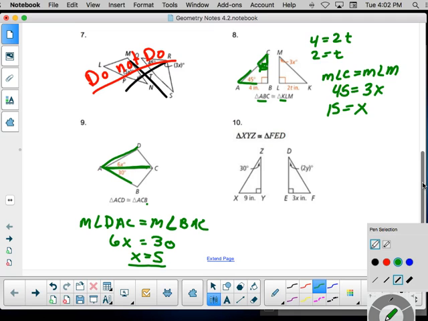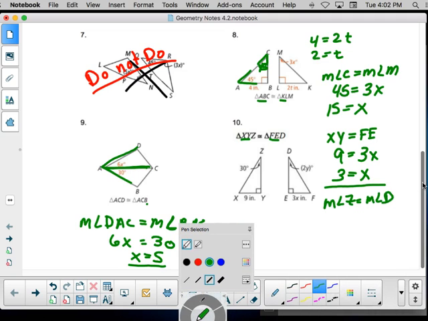My next one, I'm still looking at my triangle congruence statements to actually figure these out. EF and XY are in the same position. So I know because XY is equal to FE, 9 is equal to 3x and x is 3. Because the measure of angle Z, 30, is equal to the measure of angle D, I know that Z, which is 30 degrees, is equal to 2y, and y is equal to 15.